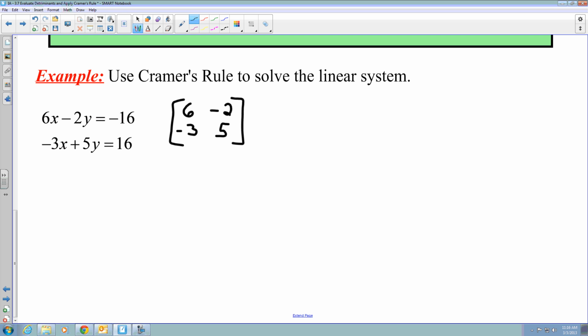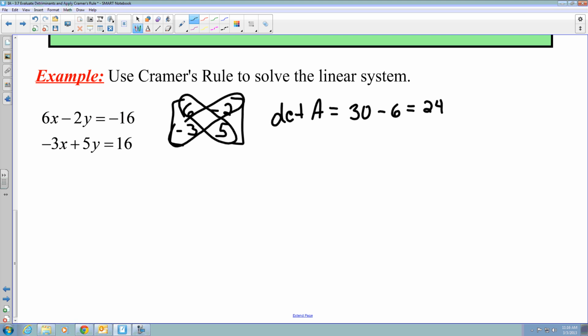So what I need to do first is find the determinant of this particular matrix. The determinant of this, we'll just call it matrix A, will equal 30, which is right here, minus positive 6. So the determinant for this matrix A will end up equaling 24.